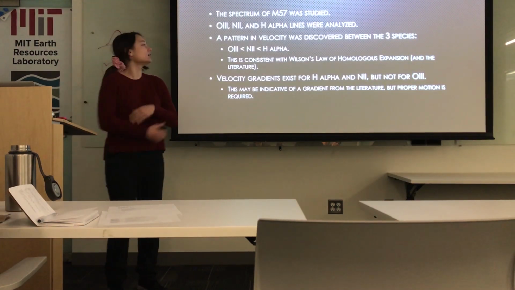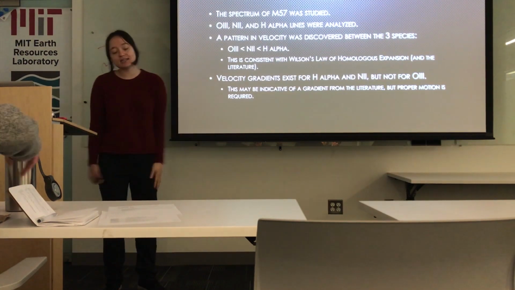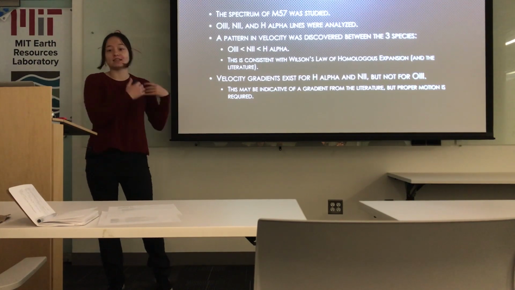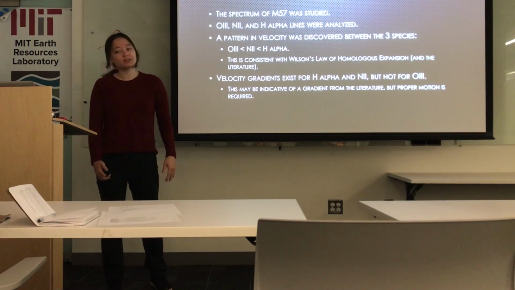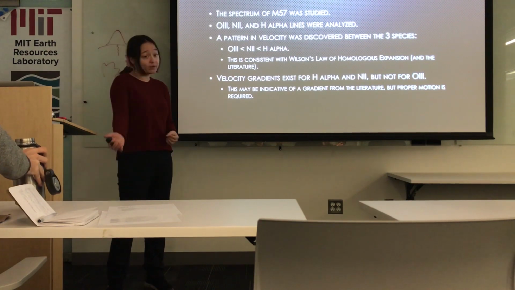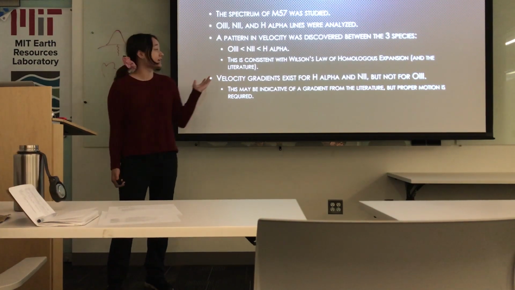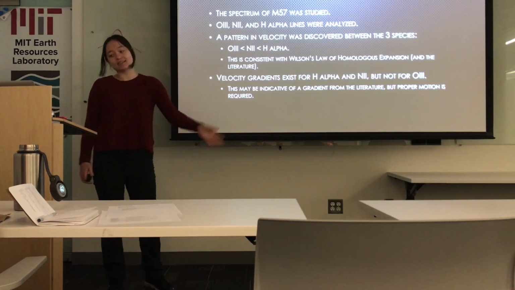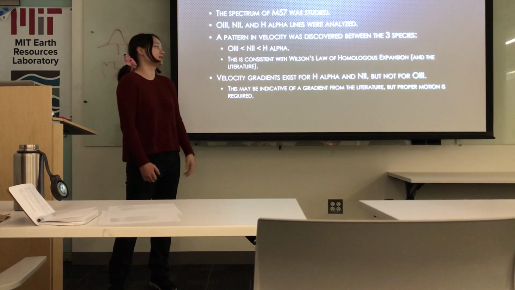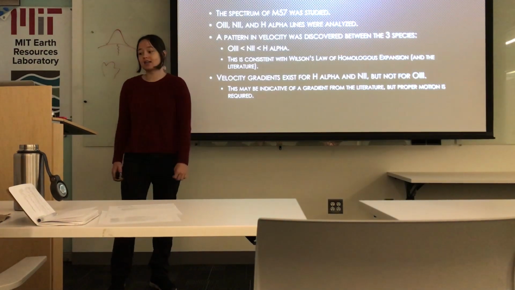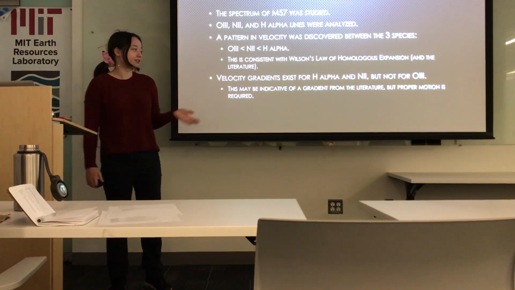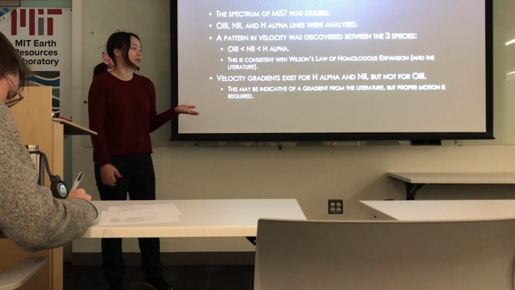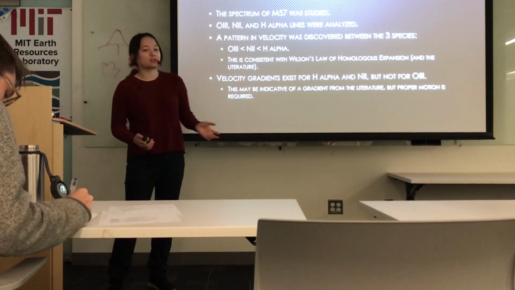So in conclusion, the spectrum of M57 was studied, specifically the doubly ionized oxygen, the singly ionized nitrogen, and the hydrogen alpha species. A pattern of velocity was discovered between the 3 species where doubly ionized oxygen was less than singly ionized nitrogen, which is less than hydrogen alpha, and this is consistent with Wilson's law of homologous expansion in the literature. And a velocity gradient exists for hydrogen alpha and singly ionized nitrogen, but not for doubly ionized oxygen. This may be indicative of a gradient from the literature, but proper motions are required.